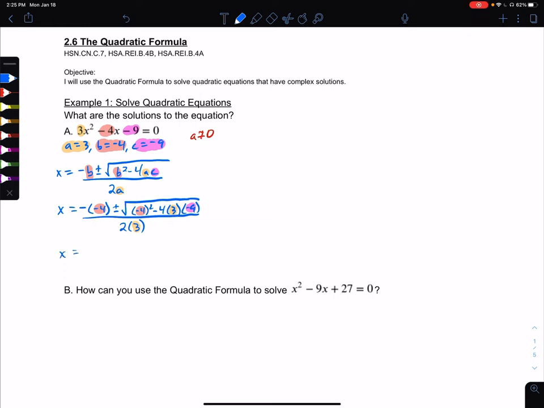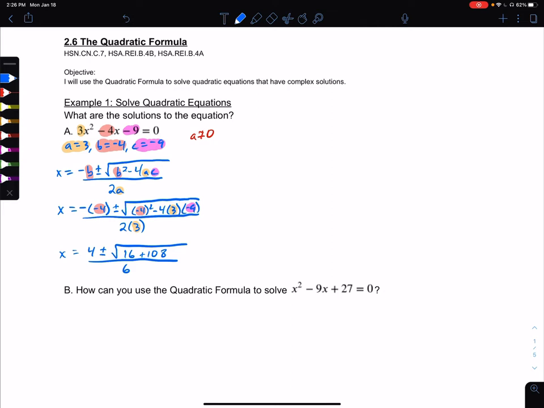So the first piece here, we have negative 4, so that's going to be a positive 4, plus or minus. Be very careful typing things into a calculator. Negative 4 squared, you need those parentheses because you're squaring the negative 4. That's going to be a positive 16. If you did not put those parentheses in the calculator, it's going to return negative 16. That's not what we want. And then negative 4 or minus 4 times 3 times negative 9. So 4 times 3 times negative 9. So this is going to be a positive 108. And that denominator is going to be 6.